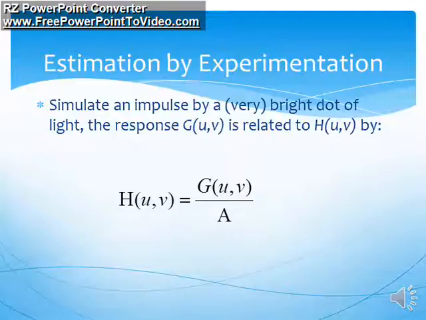And then estimation by experimentation. This is to simulate an impulse by a very bright dot of light. The response G(u,v) is related to H(u,v) by the given formula H(u,v) equals G(u,v) by A.